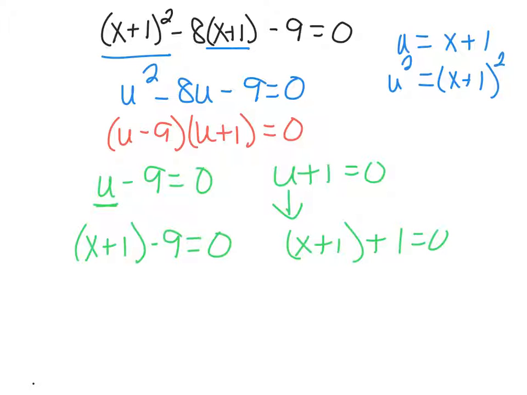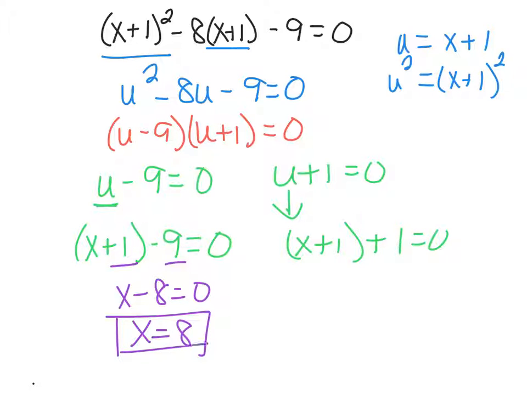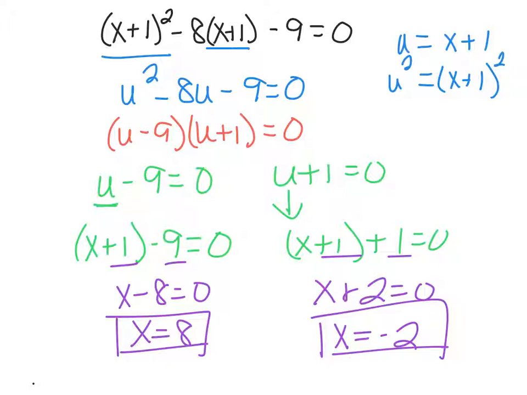So now I'm going to solve those two pieces. So I have like terms. I have x minus 8 equals 0. Add 8 to both sides, so x equals 8. Like terms again. So I have x plus 2 equals 0. Subtract 2 from the other side, and x equals negative 2. So I should have 2 answers because my highest degree is 2.